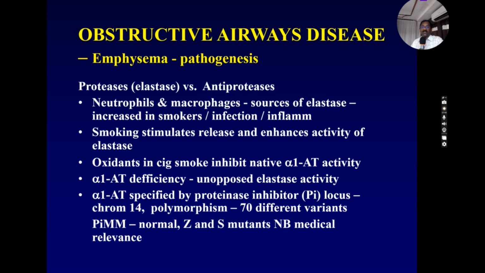And oxidants in the cigarette smoke inhibit the native alpha-1 antitrypsin activity. In this alpha-1 AT deficiency, there will be unopposed elastase activity. And there are different protease inhibitor loci.